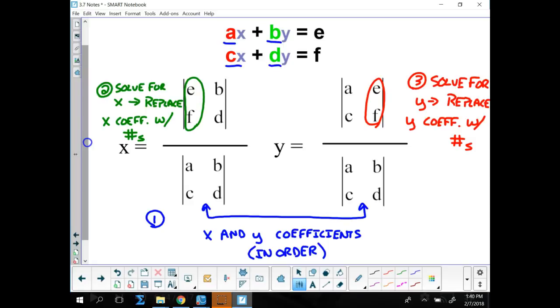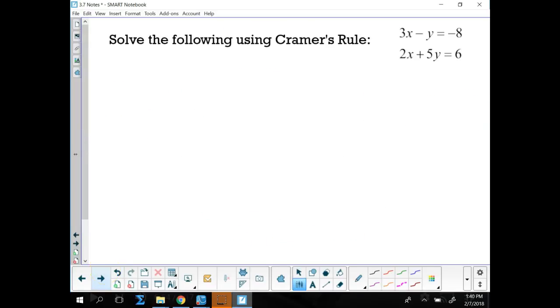From there, it's just finding the value of the determinant on the numerator, finding the value of the determinant in the denominator, and simplifying that fraction, actually doing that division. Then simplifying the determinant on the y numerator and denominator, doing that division, finding that number. Very, very much easier than any other method that we've had. Let's do one.